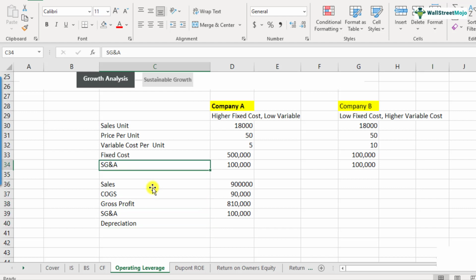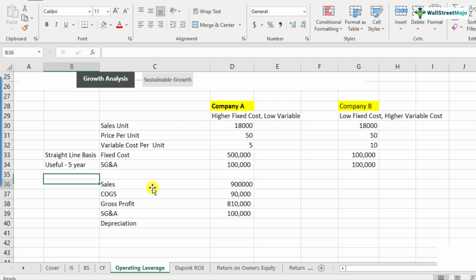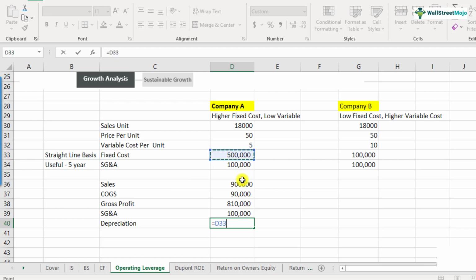So let's assume that the depreciation expense is calculated in a similar way for both company A and company B. Let's assume that the depreciation is on the straight line basis, and the asset that company A and B both bought will have a useful life of say 5 years. So how do we calculate the depreciation? It will be easy: 500,000 divided by 5, right? So we get this as the depreciation for company A.